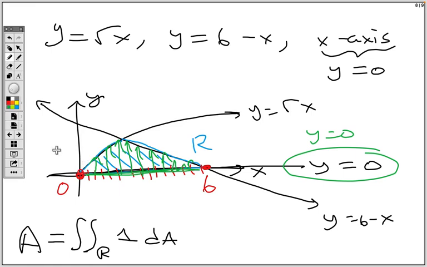For these x's, the curve that's on the top is square root x. For these x's, the curve that's on the top is 6 minus x. So I'm going to have to break things up at whatever this point is. And how would I figure out what this point is?